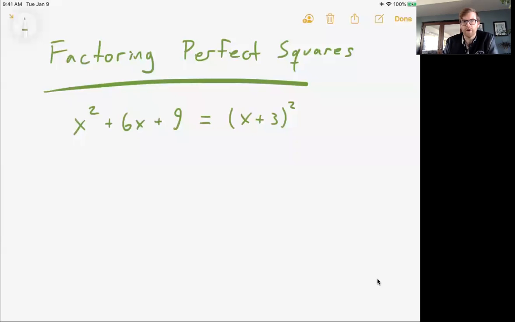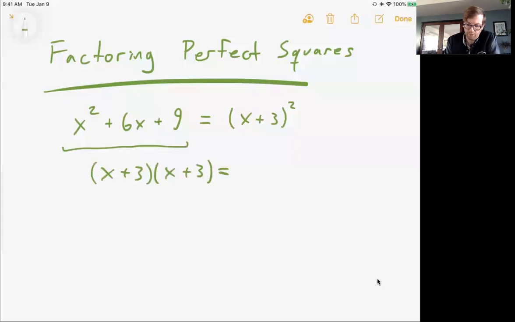So remember, perfect squares mean that the quadratic or the trinomial is the result of some binomial squared, okay? So like this one, x squared plus 6x plus 9, as it turns out, you can factor that to just (x plus 3) squared. You can verify by expanding this back out, FOIL it: x squared plus 3x plus 3x plus 9.